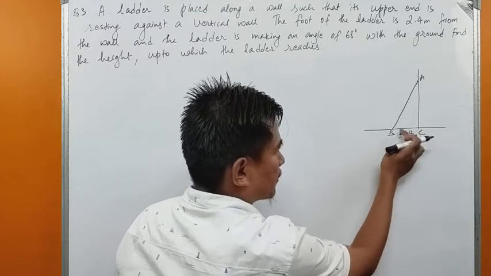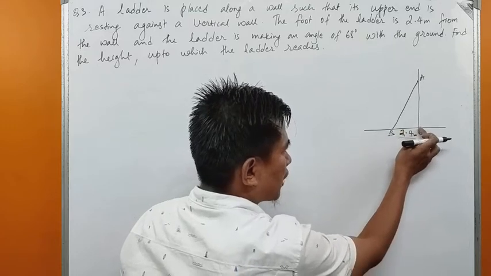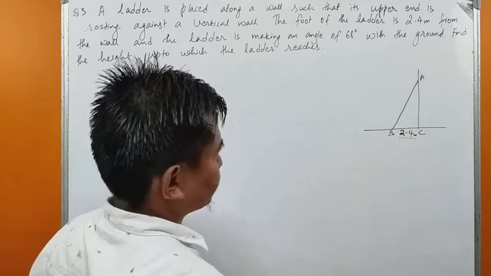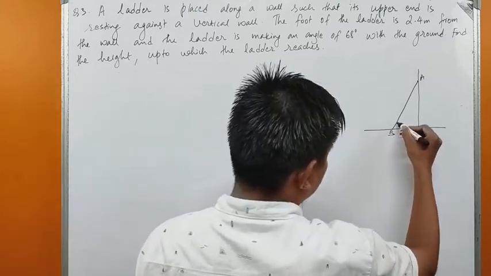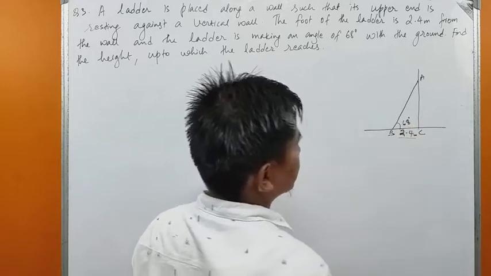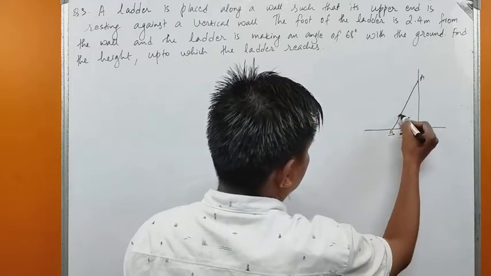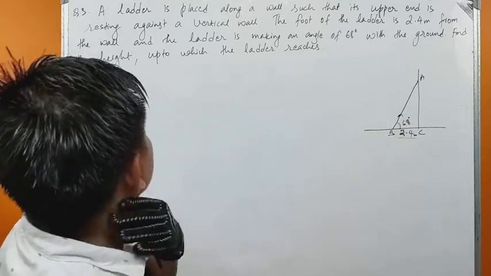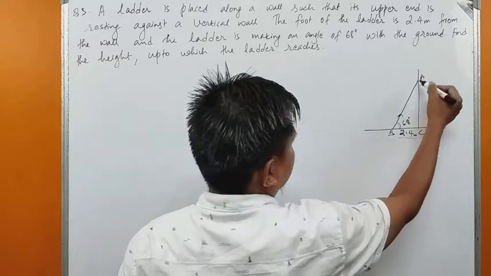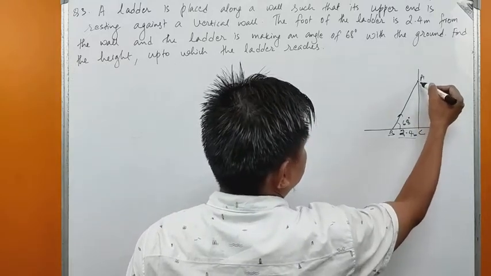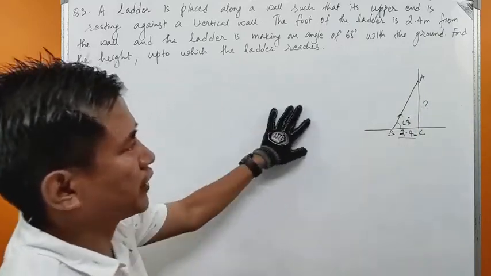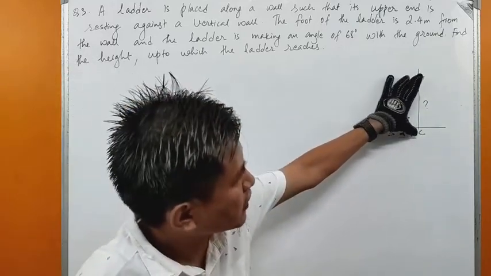BC. The foot of the ladder is 2.4 meter away from the foot of the wall. Okay, BC is 2.4 meter. And the angle of elevation is 68 degree. The angle that the ladder makes with the ground is 68 degree. Now find the height up to which the ladder reaches. We are asked to find AC, the height up to which the ladder reaches.